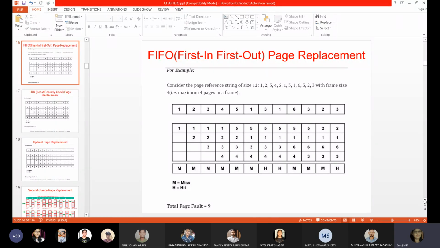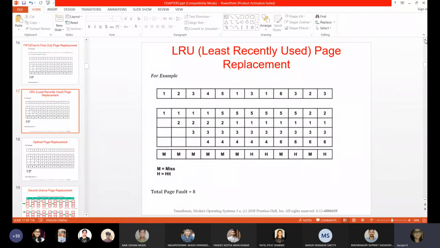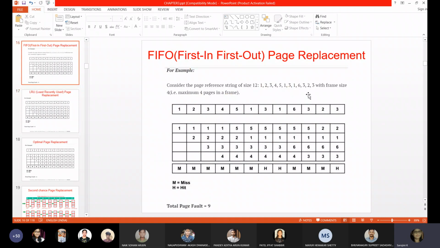The same problem exists in LRU also, but in FIFO, what will happen? Other than that, the future string we cannot refer to. That's why a page which was very recently removed could be added again. So that is one issue.